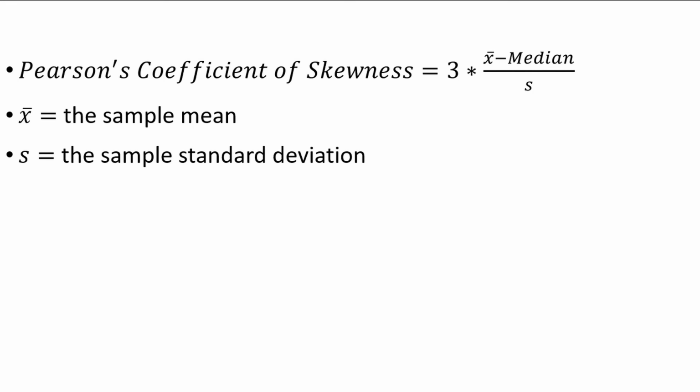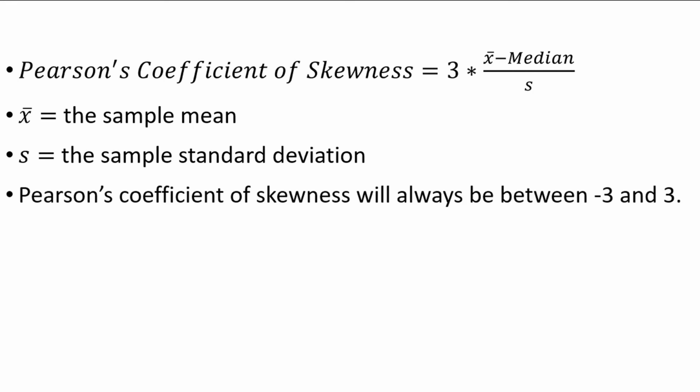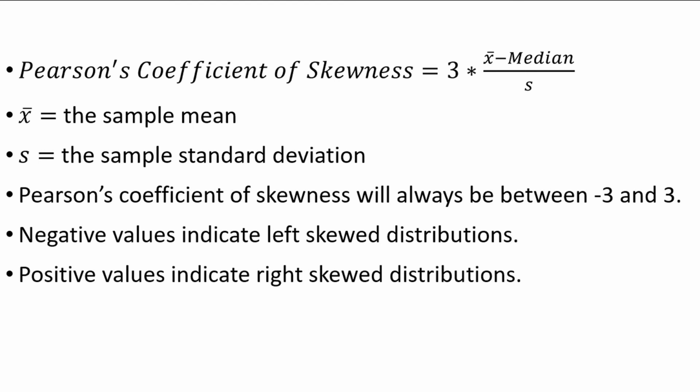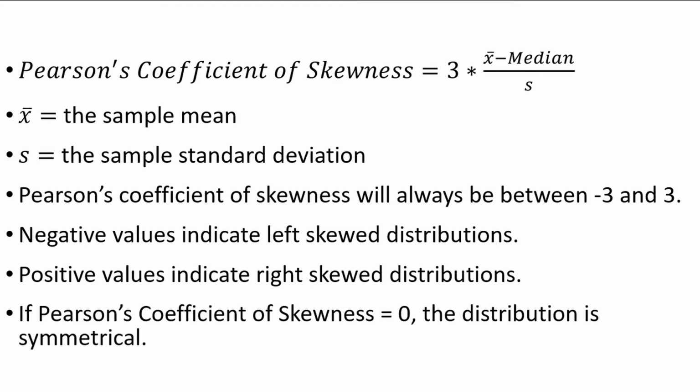Pearson's coefficient of skewness will always be a number between -3 and 3. If your answer is not between -3 and 3, then that means that you've done something wrong. Negative values indicate left-skewed distributions, and positive values indicate right-skewed distributions. The closer you are to -3, the more left-skewed the distribution is, and the closer you are to +3, the more right-skewed the distribution is. If Pearson's coefficient of skewness is exactly 0, then the distribution is perfectly symmetrical, with no skewness.